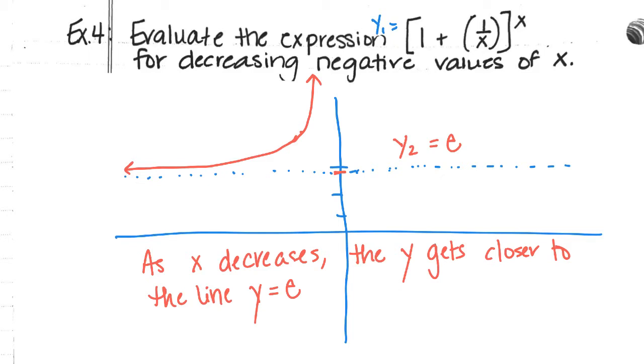Now, if you go ahead and hit second table, you can see that from the table, it's going to keep getting smaller and smaller and smaller. So this graph right here will approach the line e as x approaches negative infinity. So even though it looks like it might eventually pass through this line right here, it's never going to touch that line. It just gets closer and closer.